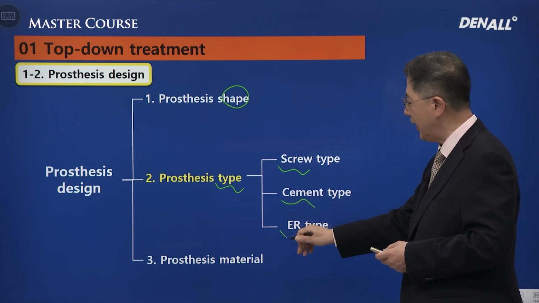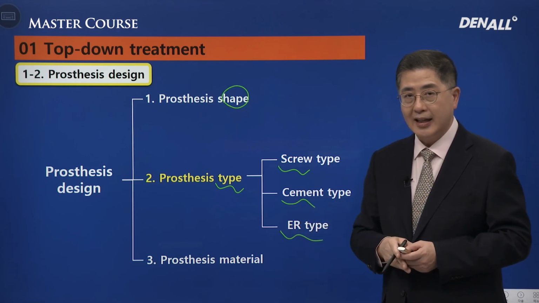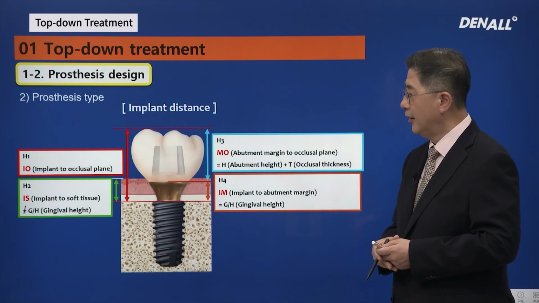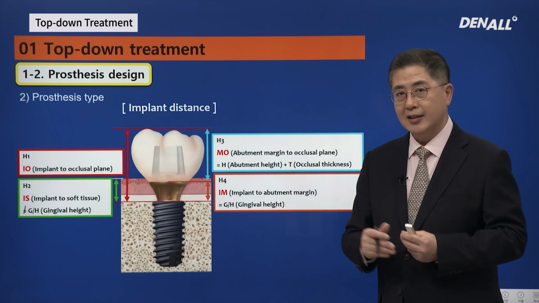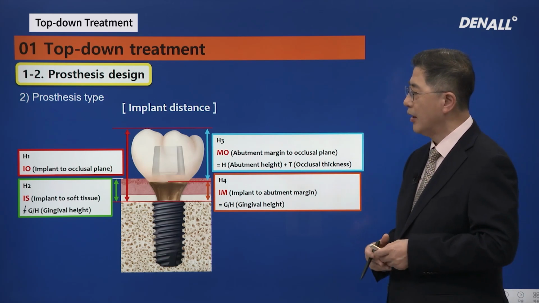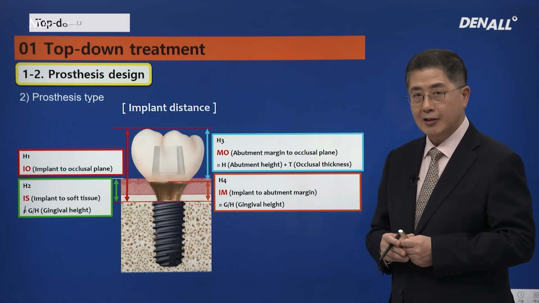Next is prosthesis type. I'm sure you've heard of it in numerous lectures, but the prosthesis type can be divided into screw, cement, and ER type. The ER type is used most frequently these days. We need to consider vertical space.